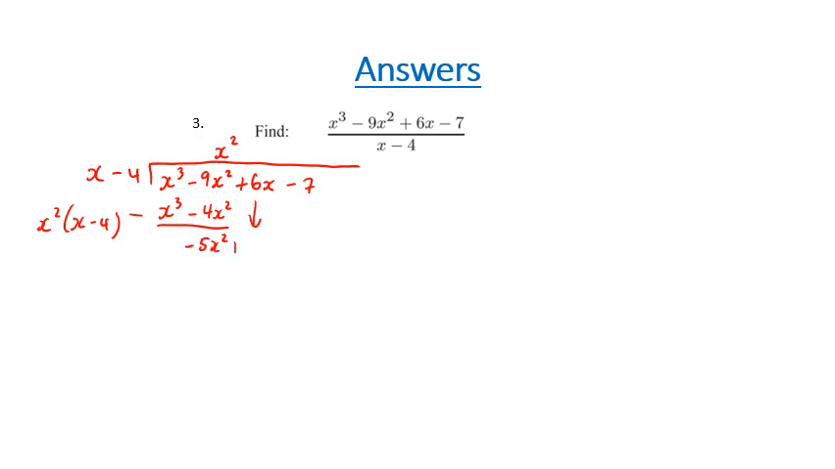I'm going to bring down the plus 6x, and now I've got to find my multiplier here. It becomes negative 5x. This becomes take 5x. So this becomes negative 5x squared plus 20x. I'm going to take that away, which is going to give me minus 14x. Okay, I'm going to bring down the negative 7.